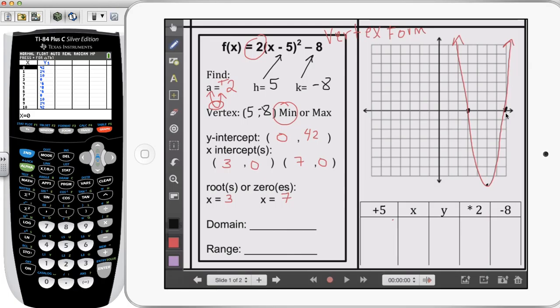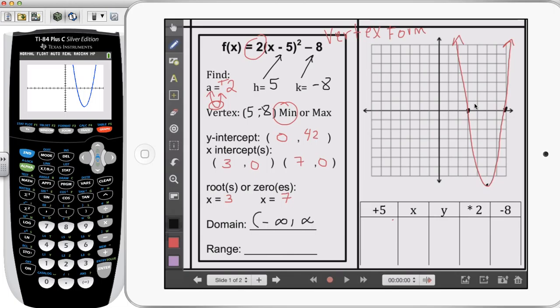Now, what about the domain and range? If you look at our graph, as you can see, it stretches on forever. It goes on to the left to negative infinity forever, and goes to the right side to plus infinity forever as well. So my domain for quadratic equations is always negative infinity to positive infinity, because as you can see, it stretches on forever from the left and the right side.